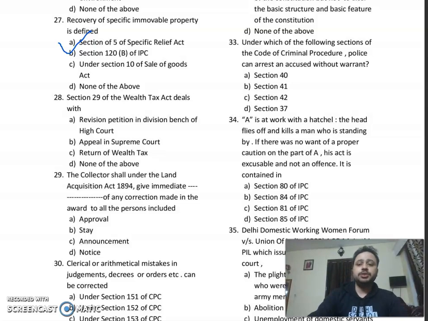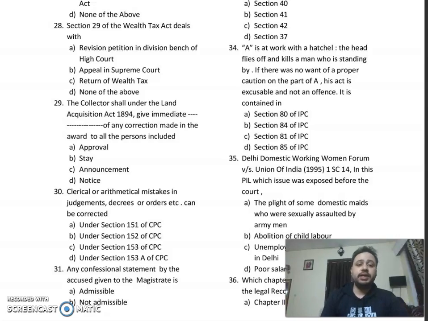So now MCQ number 28. Section 29 of the Wealth Tax Act deals with revision petition in Division Bench of High Court, appeal in Supreme Court, return of wealth tax, or none of the above. So the right answer over here is appeal in Supreme Court. So it deals with the appeal in Supreme Court.